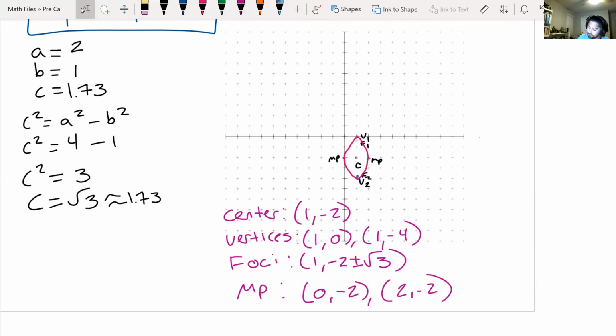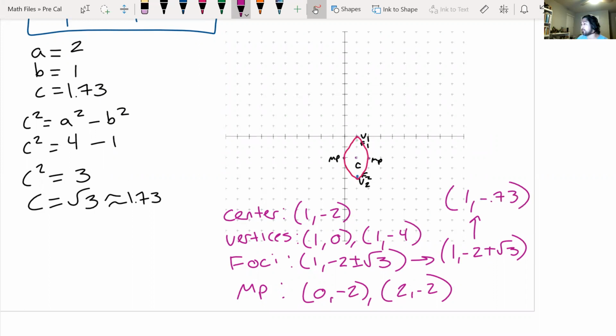I kind of don't get it. Because it's just me shortcutting it. I can write it like this if you want: 1 and -2 plus the square root of 3. Or I can even add that decimal number and make this 1 and -2 plus 1.73, so that'd be 1 and -0.73. Where did the -2 come from? From the center. Because for your foci, you're going up square root of 3 and you're going down square root of 3. Oh, okay. Gotcha. Thank you for clarifying. Yeah, for sure.